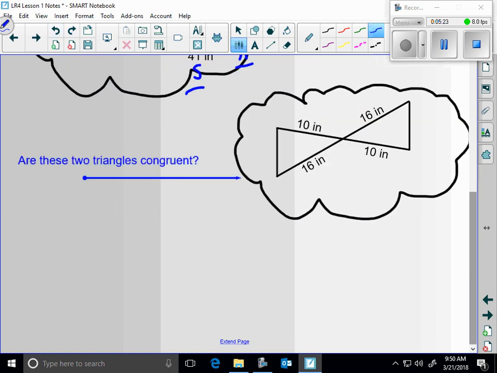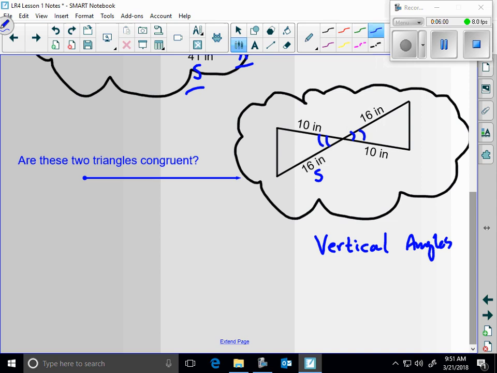Do we have side angle side congruence here? Yes, we do. How do I know that these two angles are congruent? The 16, 16, and 10 and 10 don't tell me anything about these two angles. Just because two angles are between doesn't make them congruent. What is the definition of these two angles? They are congruent. Vertical angles make those two angles congruent.